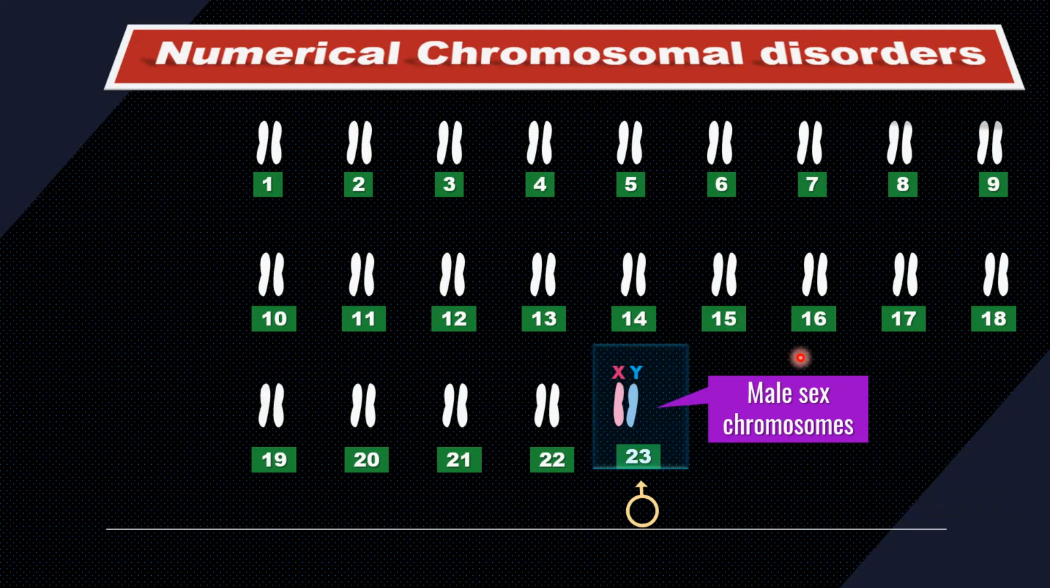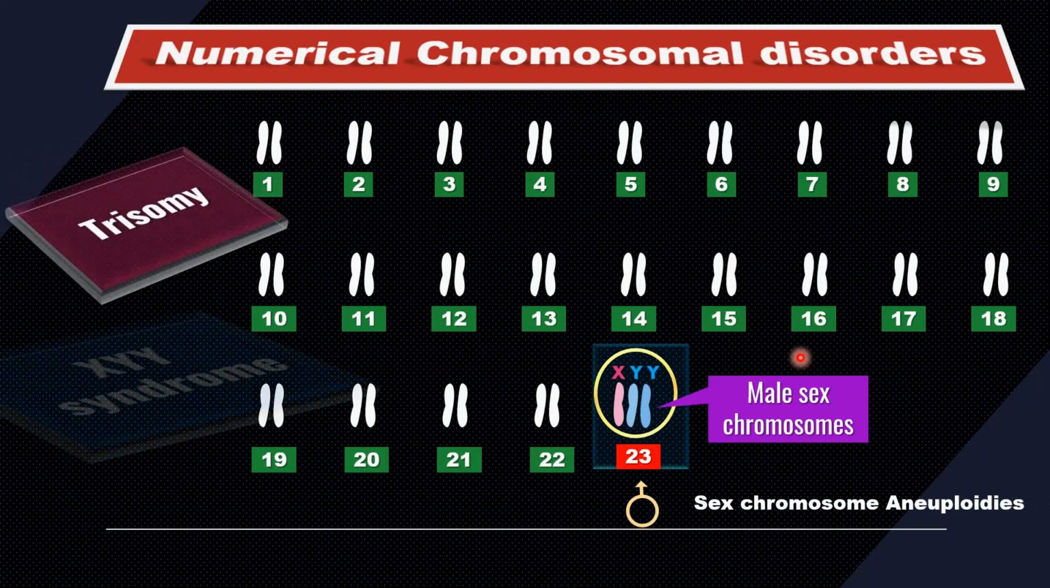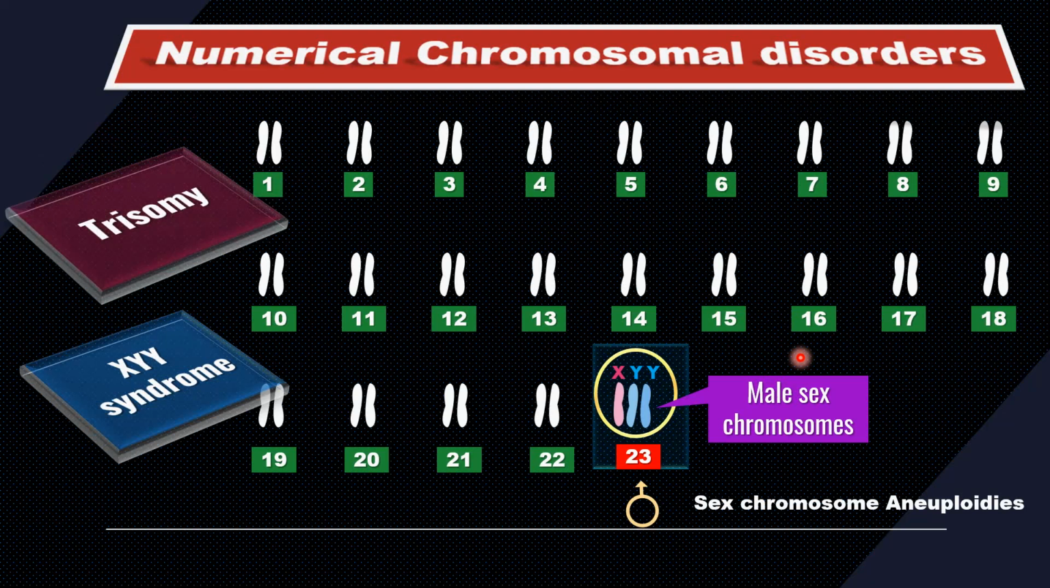This is also the male sex chromosomes, normal karyotypic representation. Now there is already X and Y. If one more Y is added, it will become a sex chromosome aneuploidy, trisomy, and the syndrome is called XYY syndrome.